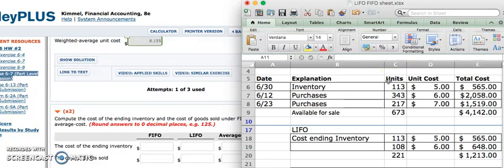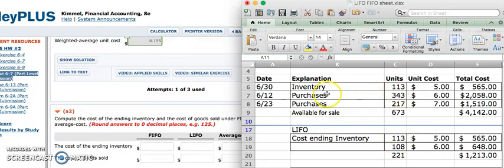And if we look here, because it's last in, first out, we sold these first. So the ones that remain in inventory are the oldest inventory. We have to get to 221, and we have 113 available. So we'll put in 113 at the cost of $5. That gives us $565. Now we still got to get to 221. So we subtract from 221 what we already took. That gives us, we need another 108.